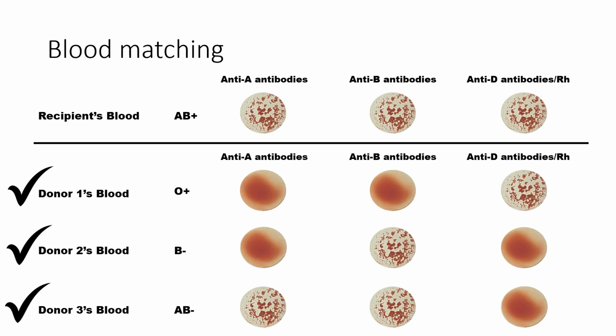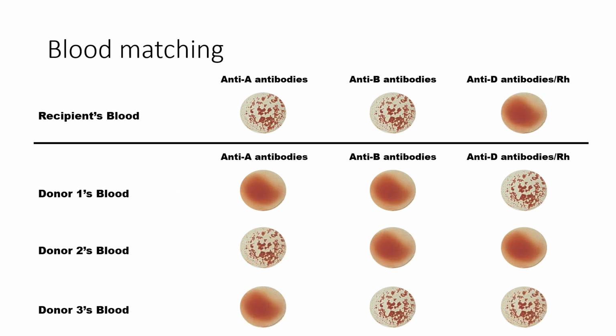And you might notice that AB positive is known as the universal recipient because it has the presence of all the antigens on the surface of its red blood cells. It will not make the antibodies, which means it will not reject or create agglutination reactions with any blood that's given to this particular recipient.